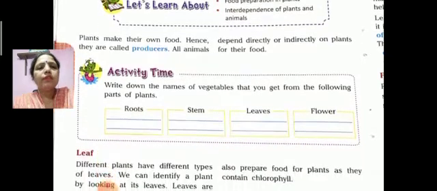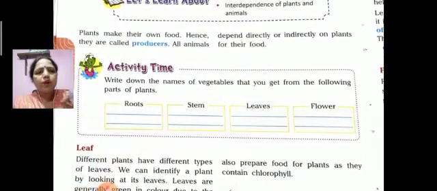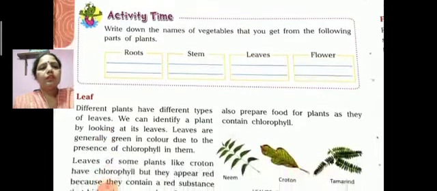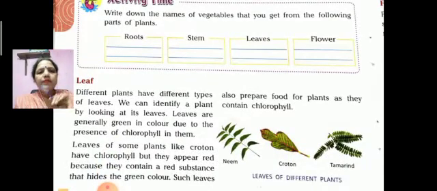So here you can see some boxes. This is the activity time. Write down the names of vegetables that you get from the following parts of plants: root, stem, leaves, flowers. Okay, so now you have to do this. Firstly we will learn about the leaves.